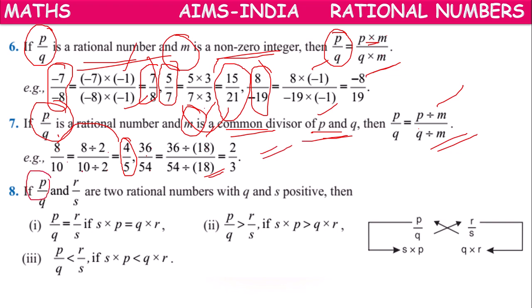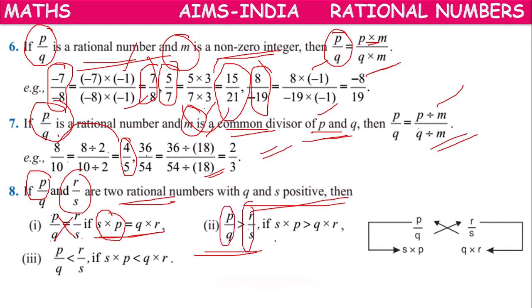Next one, if p by q and r by s are two rational numbers, with q and s positive, denominator is positive, then by cross multiplication, s into p equals q into r. That is, first numerator into second denominator equals second numerator into first denominator. If p by q is greater than r by s, same, first product is greater than second product. If it is less than the second rational number, first product is less than second product. Like this, cross multiplication.